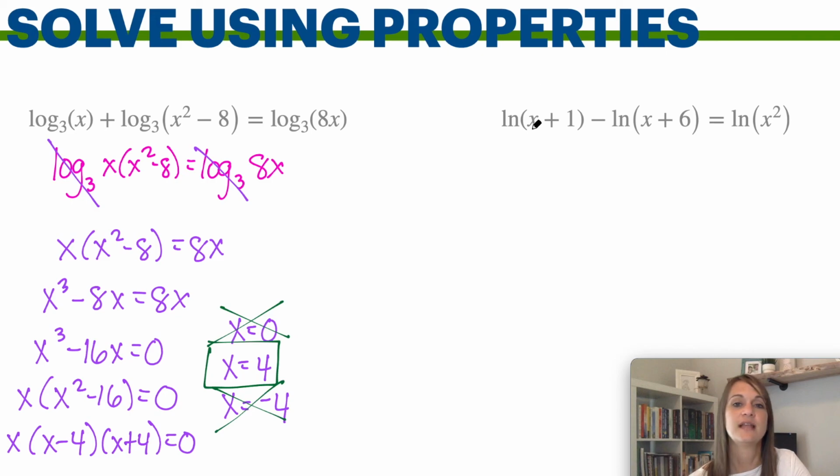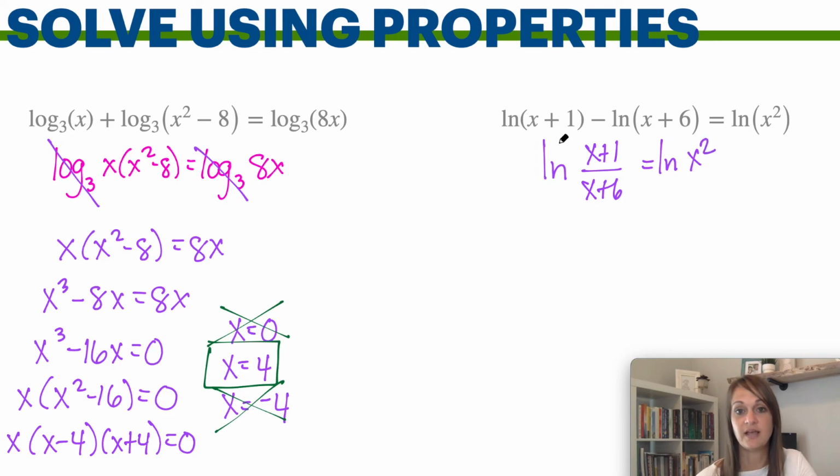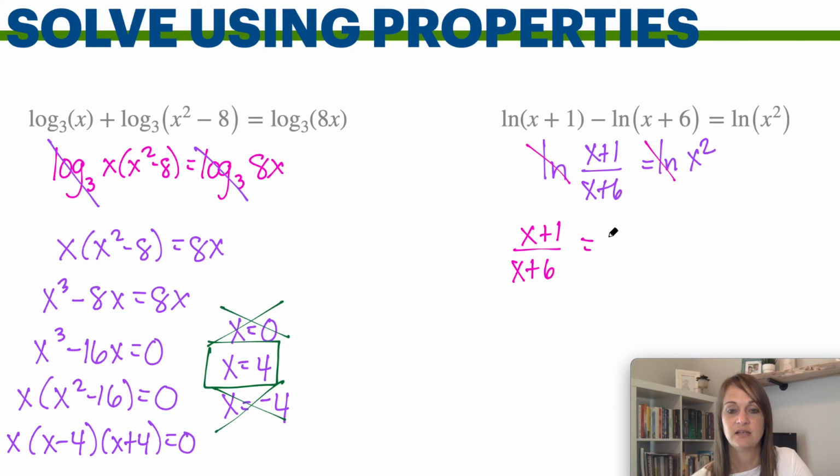Next one, you have natural log of, you can condense the left-hand side to say natural log of x plus 1 over x plus 6, and that equals the natural log of x squared. Now that you have one natural log on the left and one natural log on the right, you may cancel the natural logs, leaving you x plus 1 over x plus 6 equals x squared. Make everything a fraction and you can cross multiply.